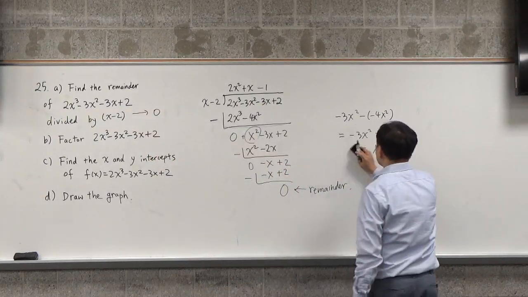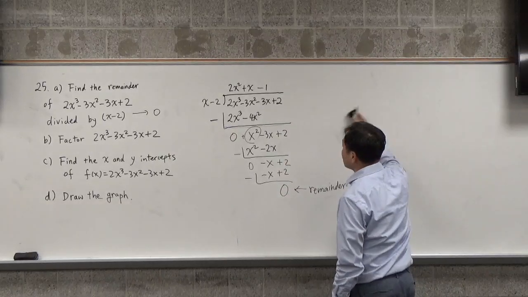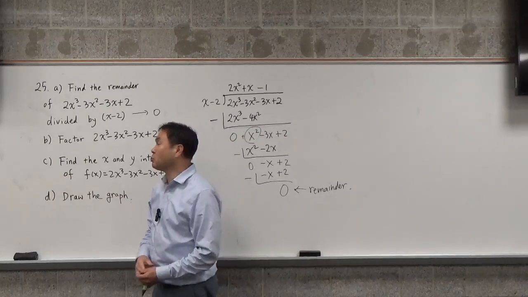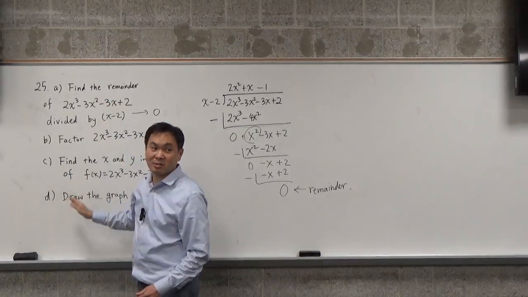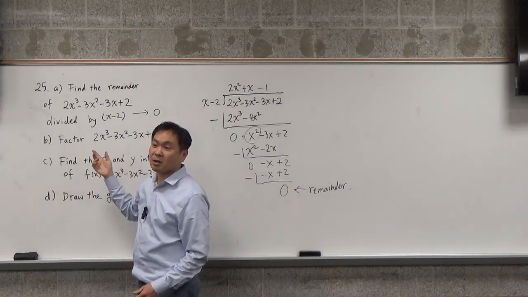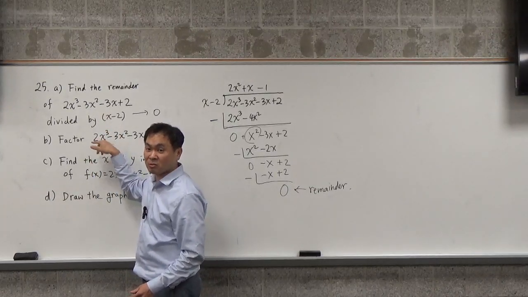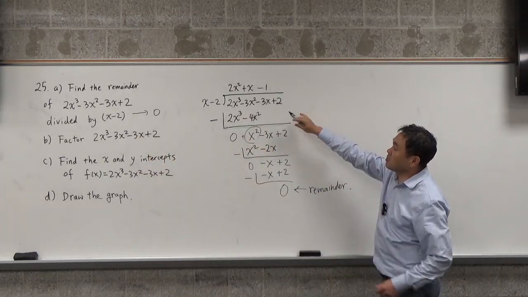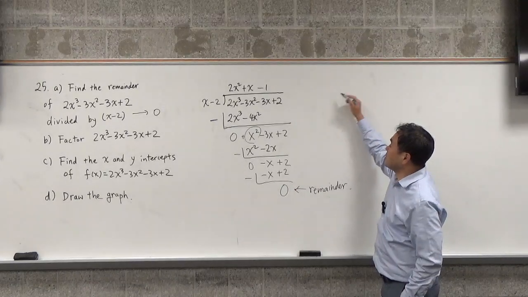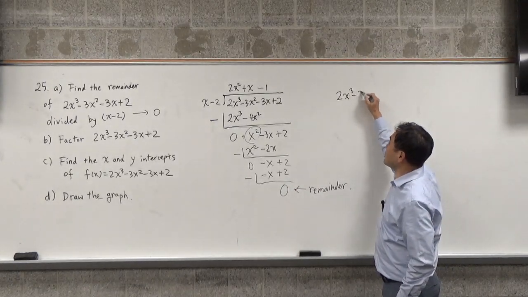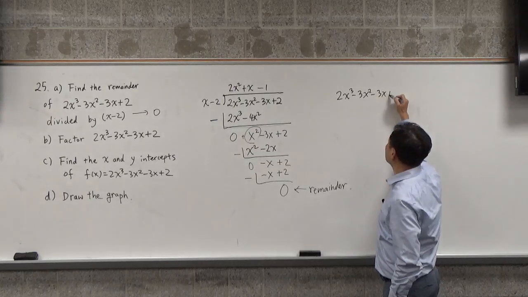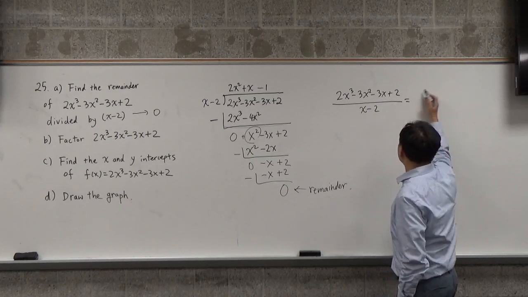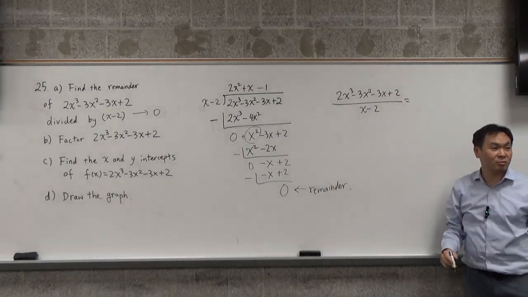Let's look at the second question. The second question says, factor this cubic. In many math problems that are divided into A, B, C, D, E, many times you use the previous result to help with the next one. If you divide 2x cubed minus 3x squared minus 3x plus 2 by x minus 2, what do you get as a result?